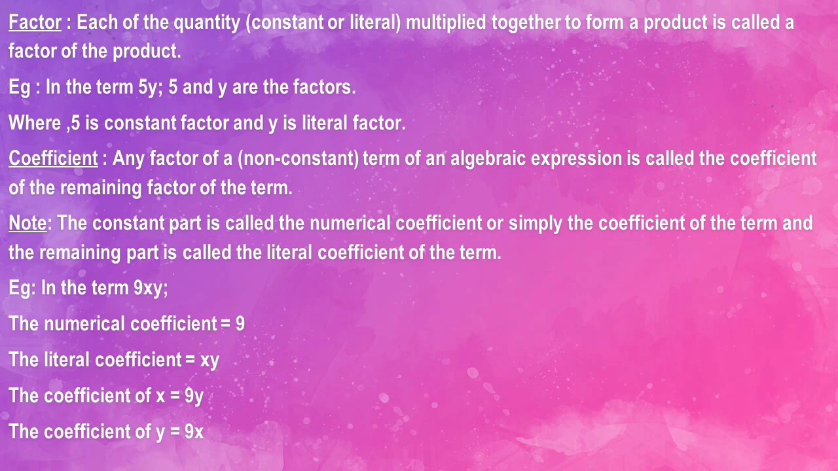Let us take an example. In the term 9xy, if the question is to find the numerical coefficient, then 9 is the answer. Here 9 is the numerical coefficient or simply the coefficient. If the question is to find the coefficient of this term, again the answer is 9. Next, if we want to find the literal coefficient in this term, the literal coefficient is xy, and the coefficient of x is 9y, and the coefficient of y is 9x.